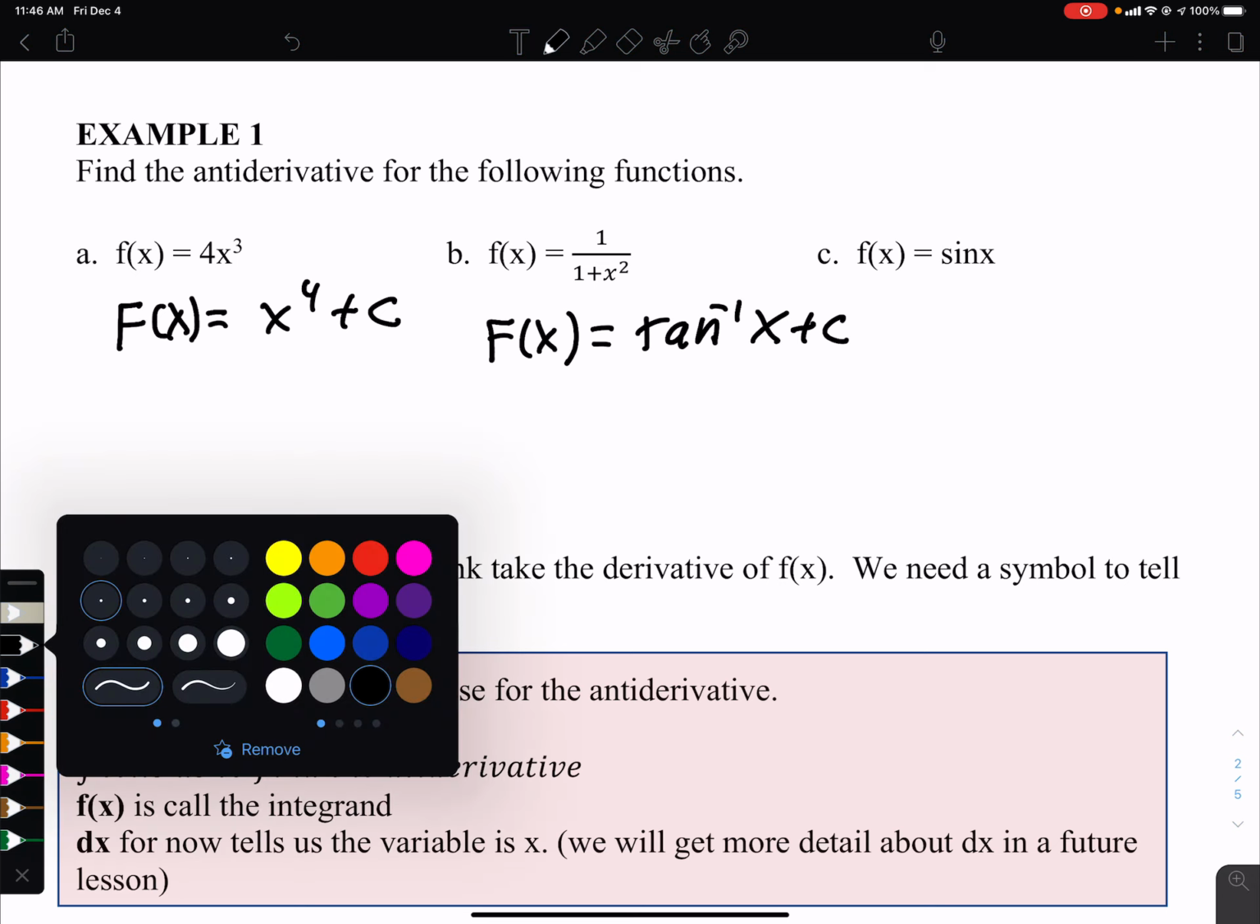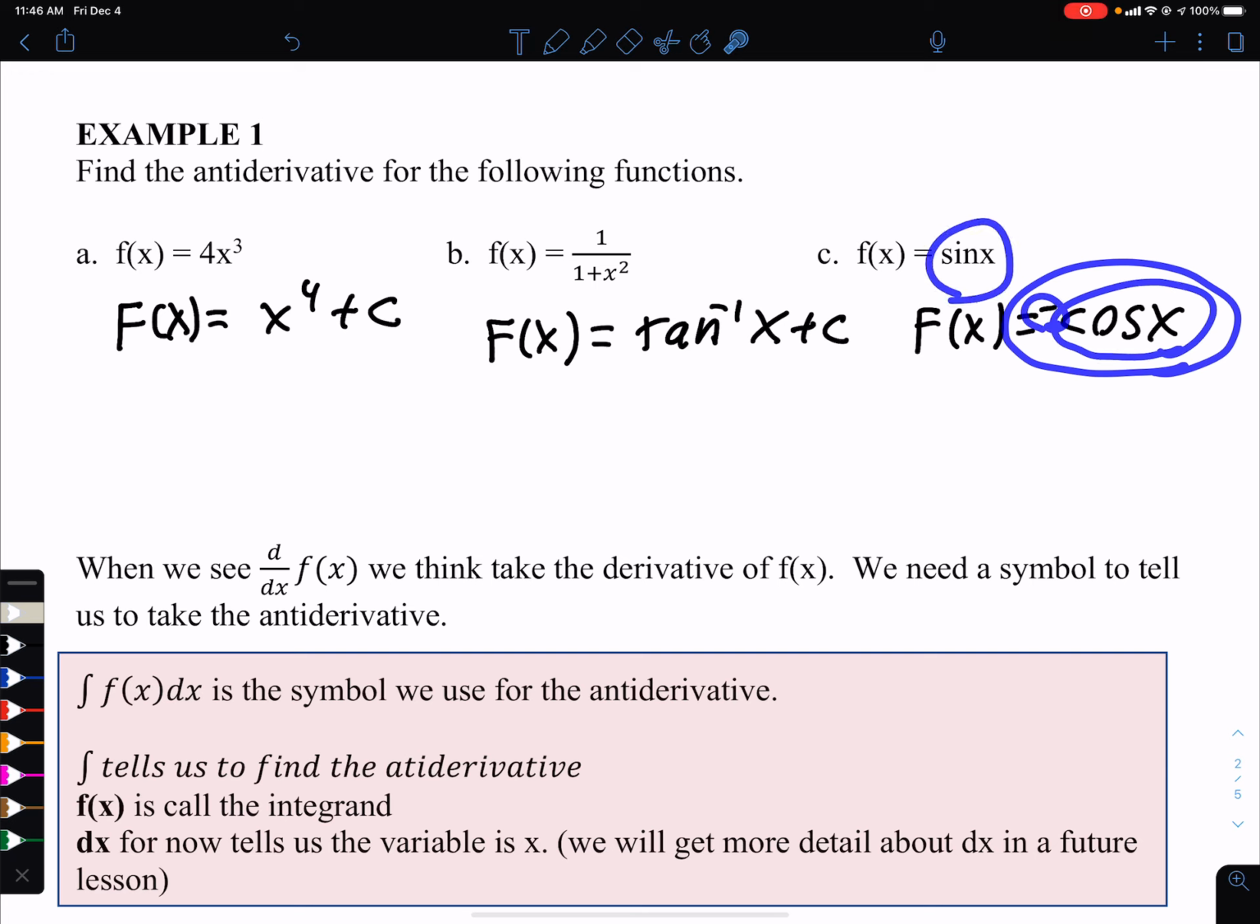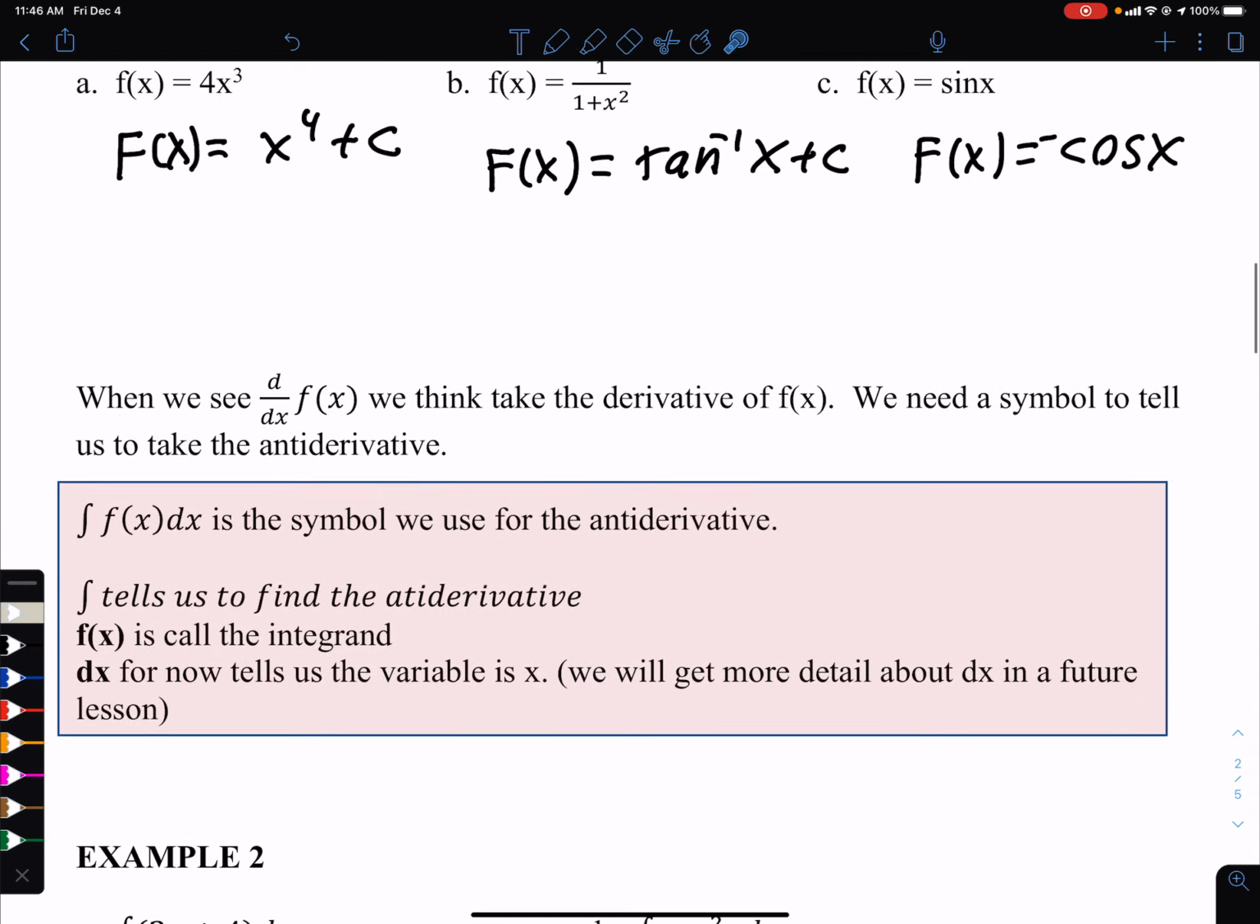And then the last one, we ask ourselves, the derivative of what is sine? And a lot of you might say cosine, and you would be wrong. Because check, what's the derivative of cosine? Minus sine, but that's positive sine. So I actually need a negative here, and it works. What's the derivative of that? Well, derivative of cosine is minus sine. A minus and a minus become positive sine. So basically, you're thinking backwards. The derivative of what equals my original function?